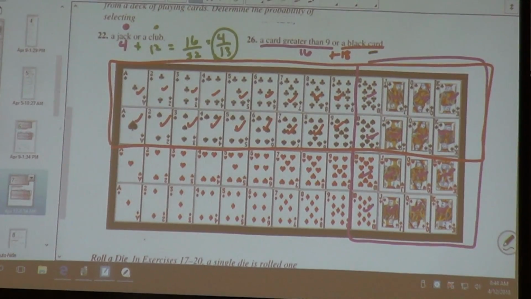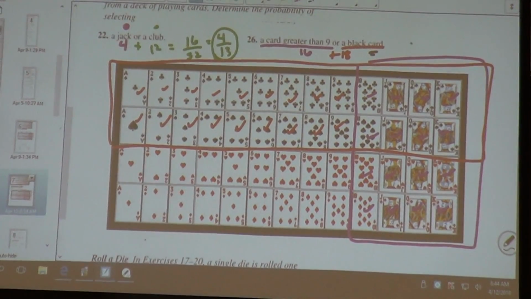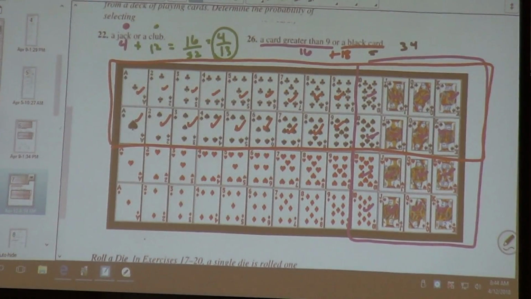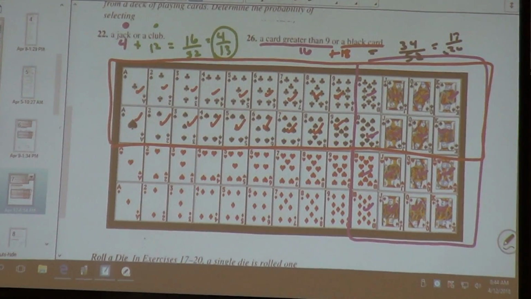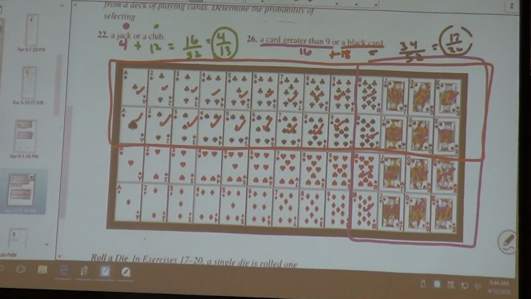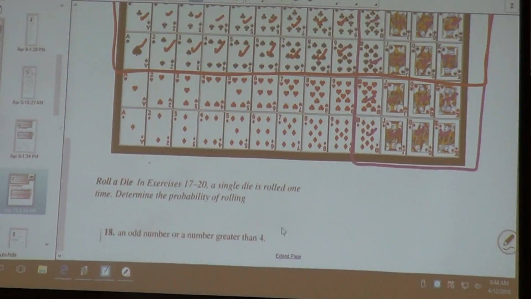And if I add those together, 34 out of 52, 17 over 26. Feeling better about those? Okay. Now let's do a couple more.